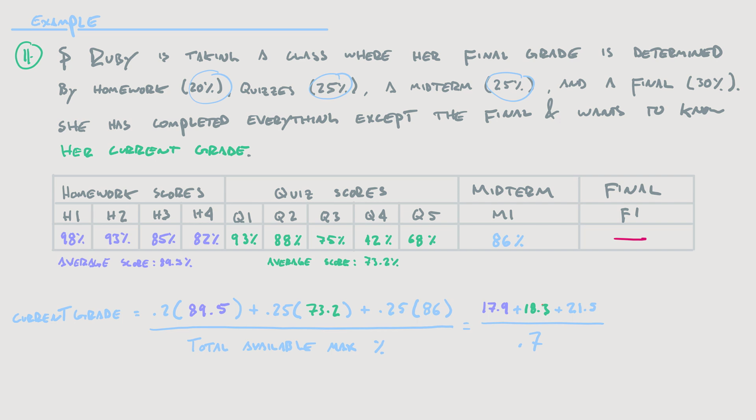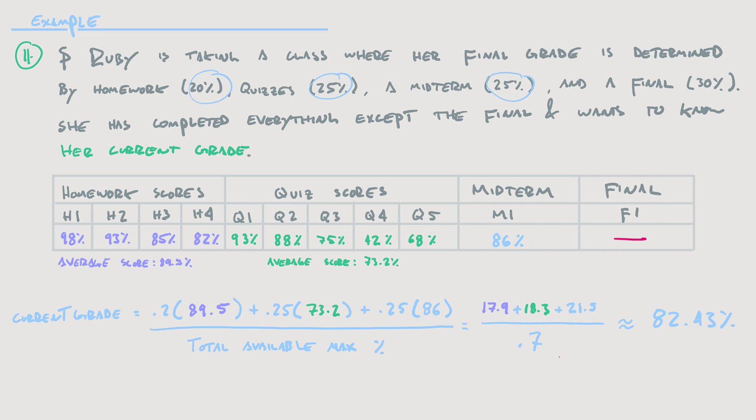Stuff from homework, stuff from quizzes, and then the midterm. 30% of your grade is still unknown. So it can't really play a role in the current grade calculation. It hasn't happened yet. So what we do is we say, okay, well, we've done 70% of the stuff. Of the 70%, this is how many points that Ruby has earned so far. And then when you just divide it by the maximum available points that there are, which is 70%, or 0.7 as a decimal.